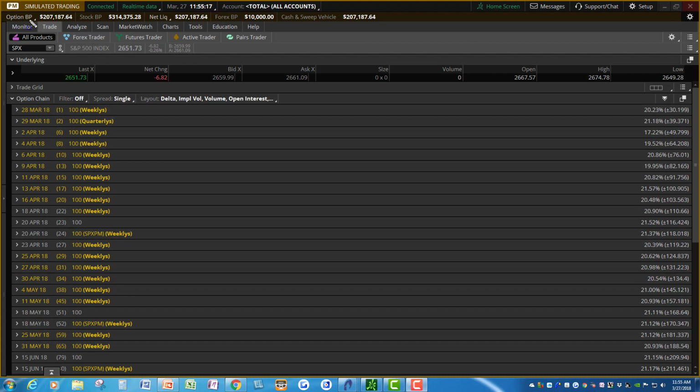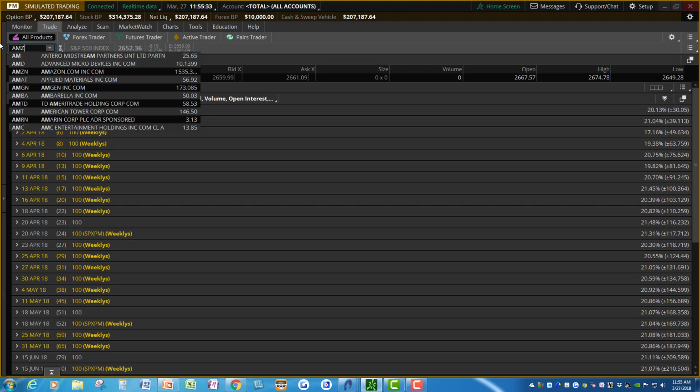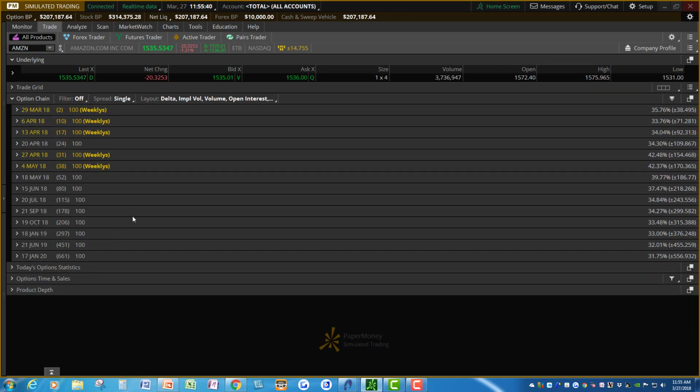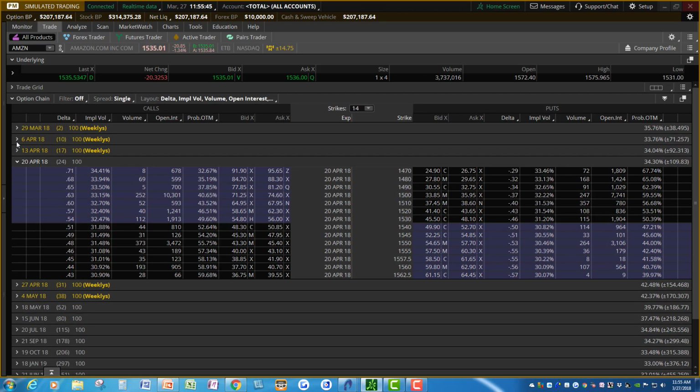So the first thing is you come to your trade tab, right? And in this case, here's our little search box. So what we're going to do is say, okay, we want to go ahead and trade some Amazon. We're going to look at all the different options expiration series, and we decide that we want to trade the monthly. Based on that, we look at the Amazon chart, and let's say we're going to be bearish because today it's getting smoked. It's already down 20 points. So we want to go ahead and buy a put.